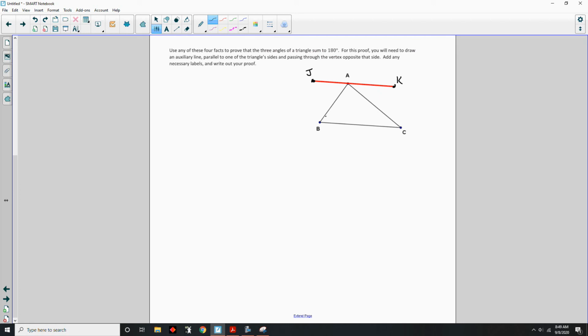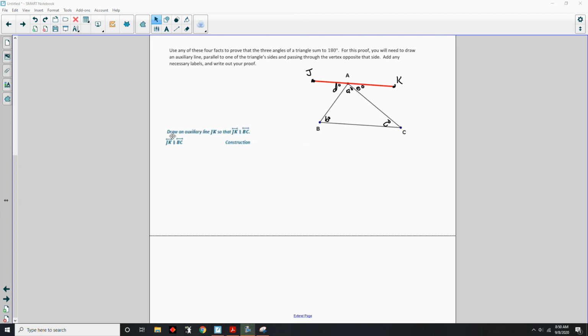And if this is a vertex B, let's call this angle B, so we don't have to write as much, B degrees. And this is C degrees. And this is A degrees, using lowercase letters. So A, B, C, and then how about we call this D degrees, and this one E degrees. Okay, so there's our diagram with an auxiliary line that is parallel to BC. Okie dokie? Okay, so that was the first thing we do, and that's what we tell our readers we did. Okay, so I said draw an auxiliary line JK so that JK is parallel to BC.